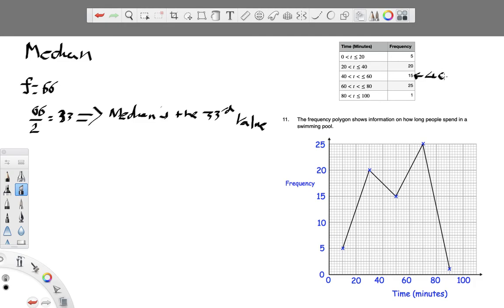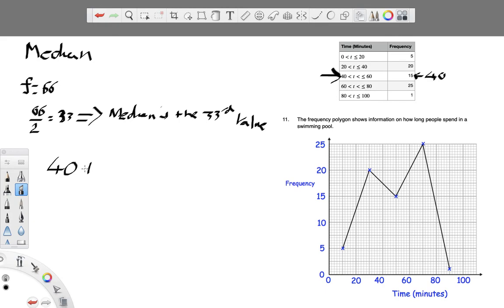So we're happy that it must lie in this class here. So the median lies in the class here, which is between 40 and 60, and including 60 for that matter. Okay, so how do we calculate the median? Well, we took the lower bound of that class, which was 40.